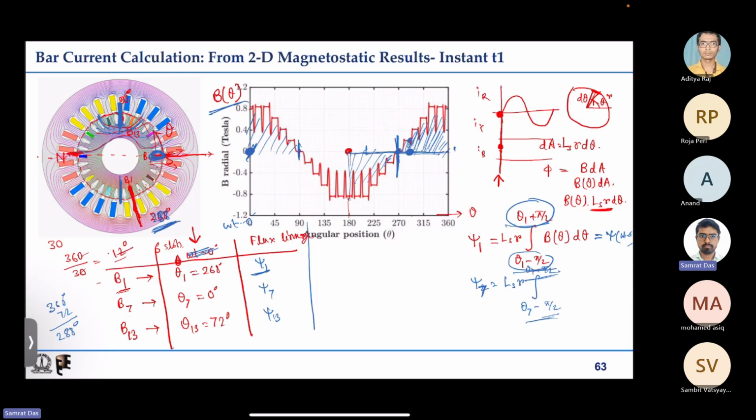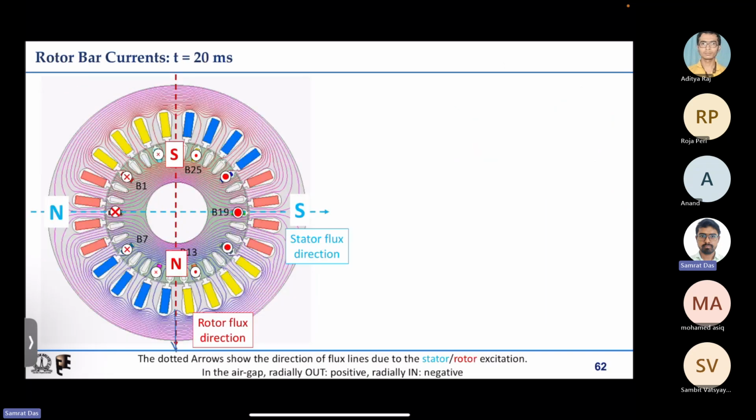And from stator flux, we have only understood for that instant what will be the rotor currents, and if those rotor currents are there, what will be the rotor flux direction. The red arrow mark you can see, but you can see that there is no flux line corresponding to that. So whatever we have seen till now is only one excitation.